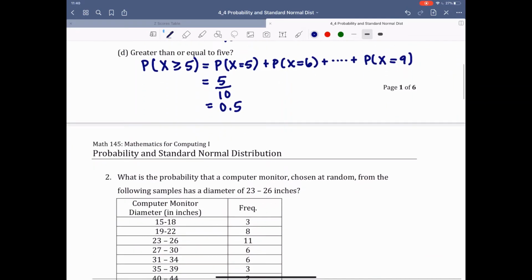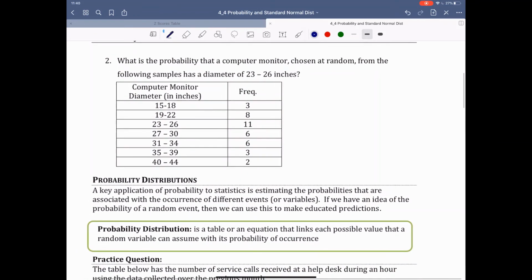Okay, looking at question number 2, it says, what is the probability that the computer monitor chosen at random from the following samples has a diameter of 23 to 26 inches? Okay, so we have computer monitor diameters given, and then the frequency within each of those diameter ranges. And we want to know, what is the probability of it being between 23 and 26 inches. So we look at the row for 23 to 26 inches. We know that 11 of them are within that range.